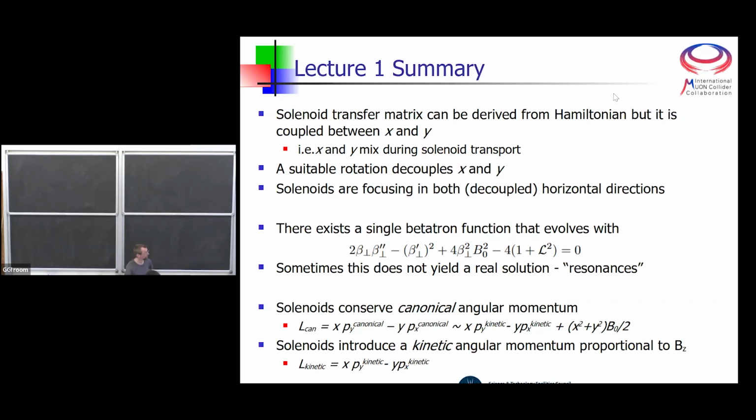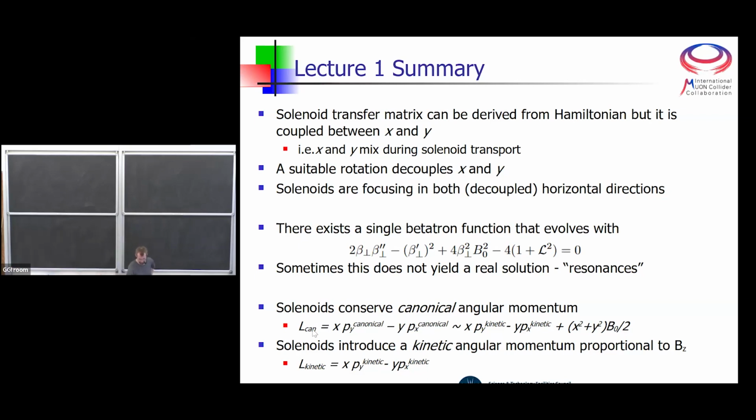Okay, so while you find your feet, just to remind you last time what we did, we went through solenoids, we derived the solenoid transfer matrix from the Hamiltonian. It's coupled between X and Y, so that means X and Y mix during solenoid transport, and you can rotate the transfer matrix to decouple X and Y, and then solenoids are focusing in both decoupled horizontal directions. There exists a single Betatron function that evolves with this second order differential equation. And if this second order differential equation does not yield a real solution, then that means that we're in a resonance, linear resonance. Solenoids conserve canonical angular momentum.